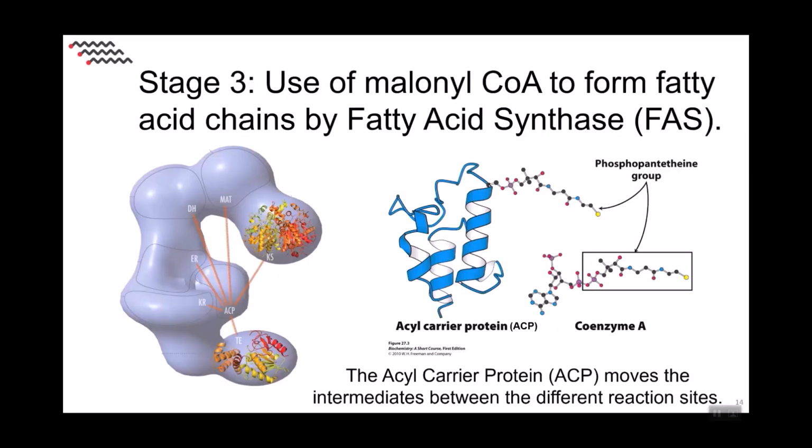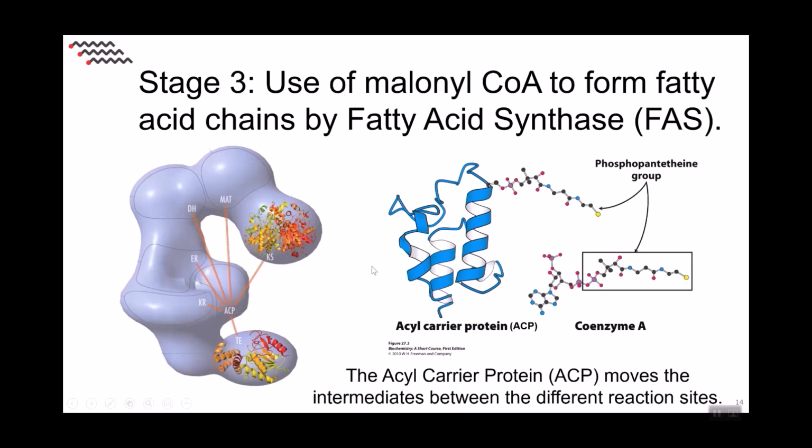Now that we have this activated form of malonyl-CoA, fatty acid synthase is going to use it to add carbons together to form the fatty acid chain. FAS is a very large enzyme, and it's shown on the left, where each of these letter abbreviations represents a different enzymatic activity. So each of these regions will be different active sites, and there is a part of the protein called the acyl carrier protein that's going to carry the intermediates between the different reaction sites.